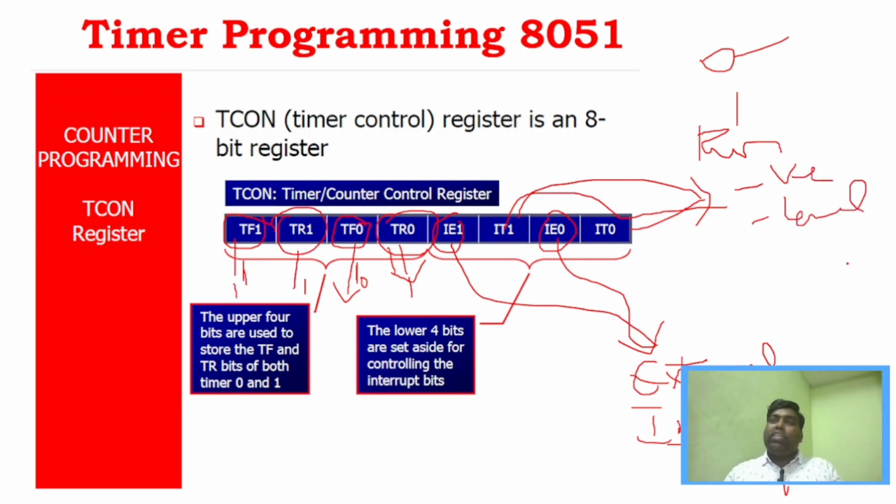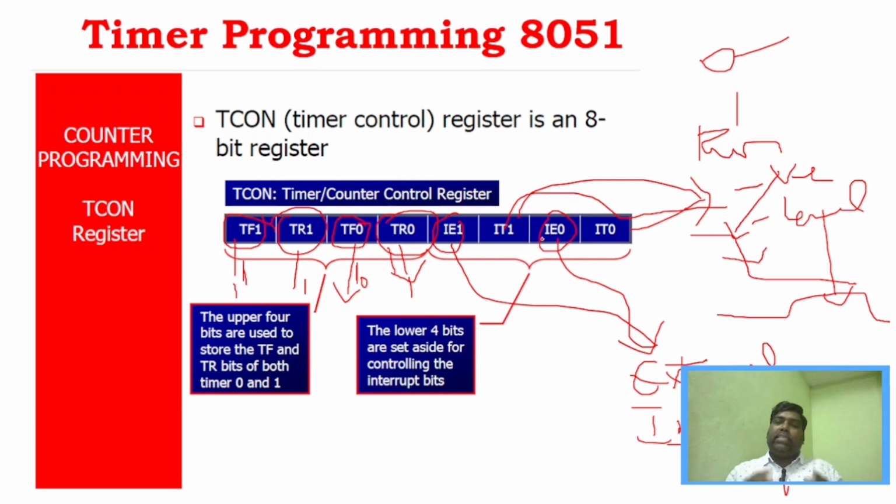Sir, what is negative edge? What is level edge trigger? That is whenever an interrupt is happening, when there is a transition from higher level to lower level, then that is called negative edge trigger. When there is a transition from higher level to lower level and the interrupt happens, that is called negative edge triggered. Similarly, when the interrupt happens at the lower level, then that is called lower level triggered interrupt.